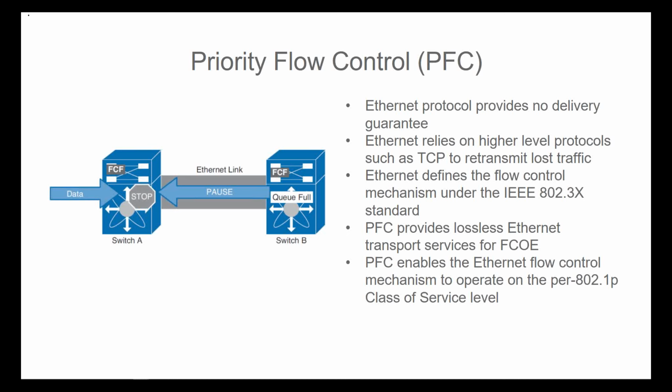So if you're talking about multiple hops between multiple data center DCB-enabled switches, that can cascade all the way back until it reaches the source, and the source will actually stop sending the traffic.